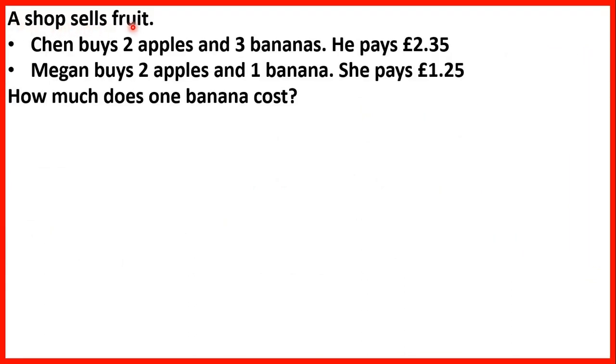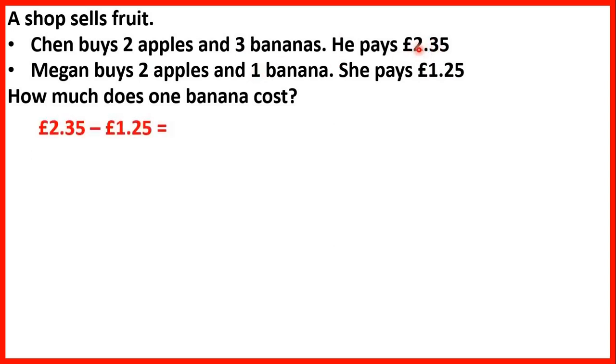A shop sells fruit. Chen buys 2 apples and 3 bananas. He pays £2.35. Megan buys 2 apples and 1 banana. She pays £1.25. How much does 1 banana cost? So we can see that Chen buys 2 more bananas than Megan and buys the same number of apples. So if we find the difference in what they pay, that will give us the cost of 2 bananas.